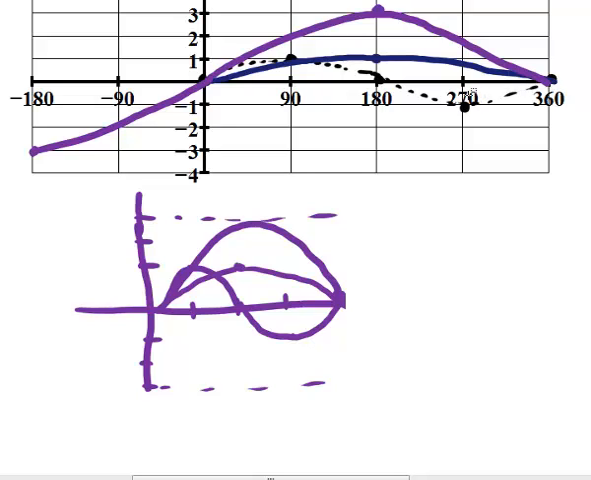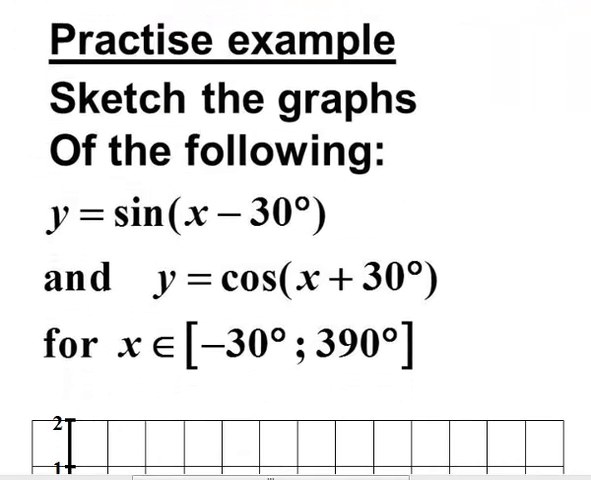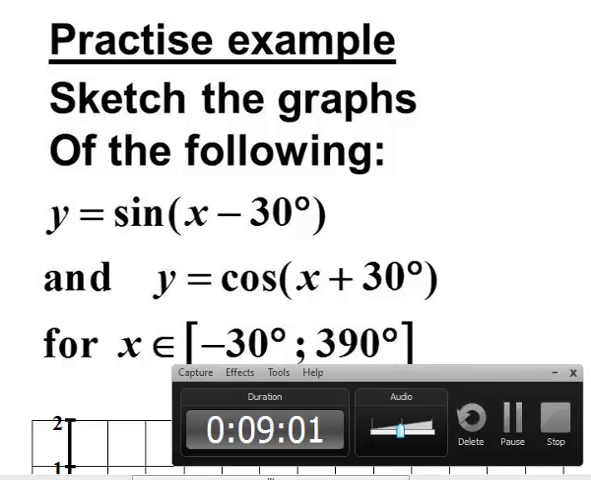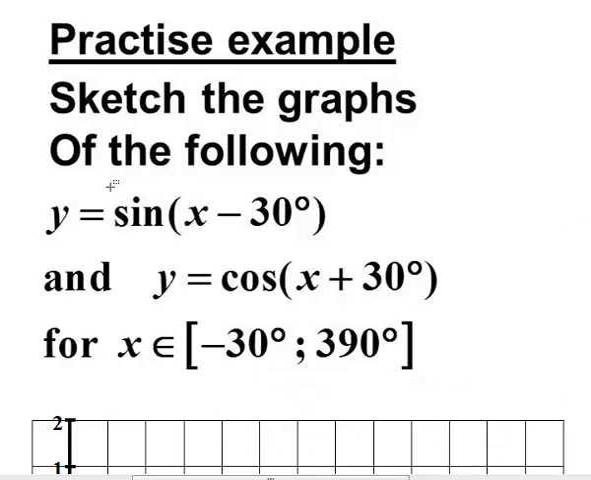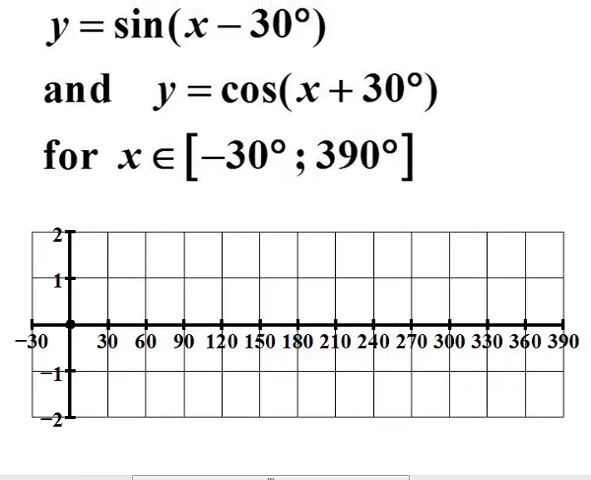So people, I think it's time to practice the horizontal shifts a little bit, but I want you to master these principles, especially if they mix the shifts. You get a period shift with an amplitude shift, or you could get an amplitude shift with a vertical shift. There's all sorts of things that can happen there. But let's have a look at this practice example quickly. Sketch the graphs of the following. Here it is: y is equal to sine of x minus 30 and cos of x plus 30. Have a go at those graphs there. Do you want to sketch them?